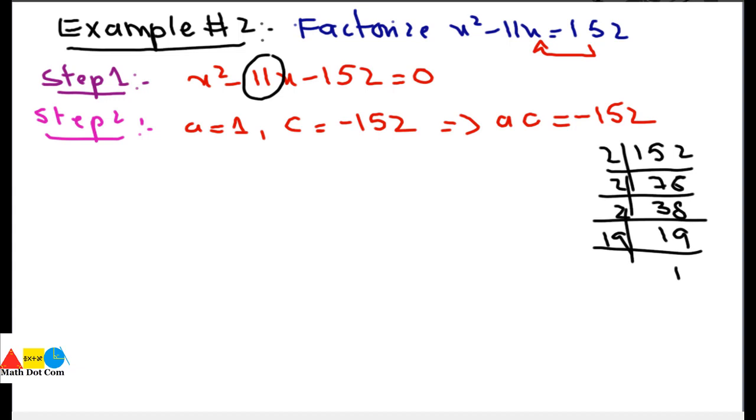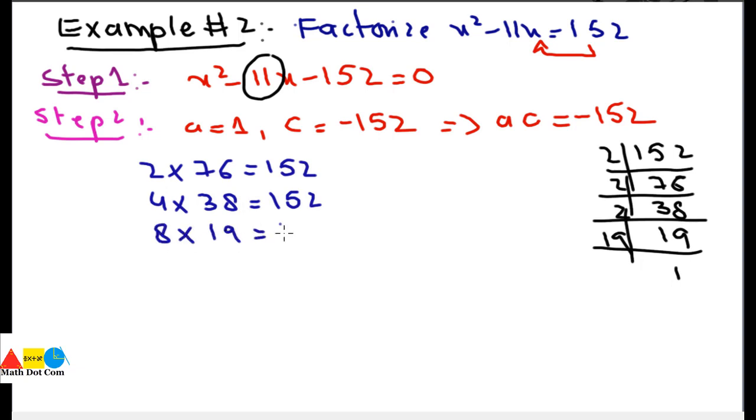Now we can write the factors in multiplication form: 2 into 76 is equal to 152, or 4 into 38 is equal to 152, or 8 into 19 is equal to 152, or 1 into 152 is equal to 152. These are the factors of 152. Now we have to pick the pair which we can add or subtract to get the value of b, that is 11 or minus 11.